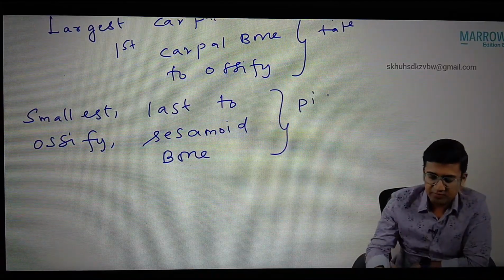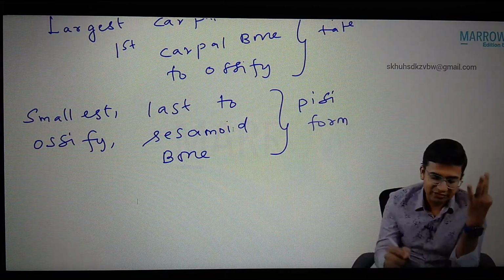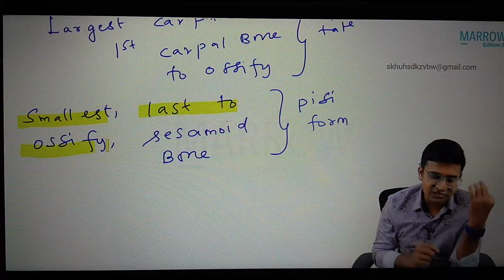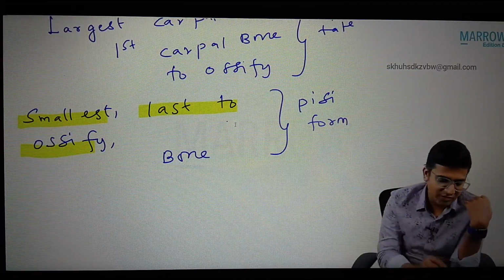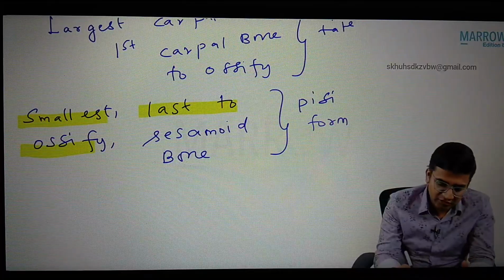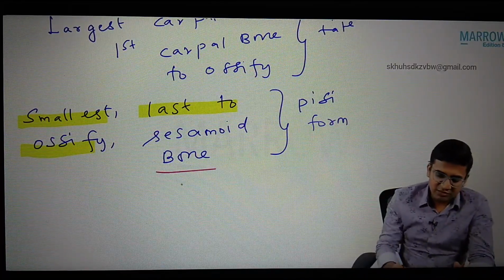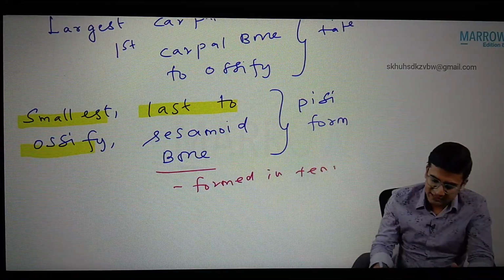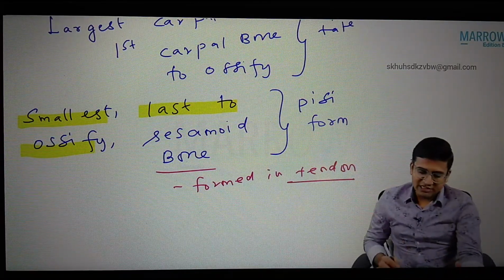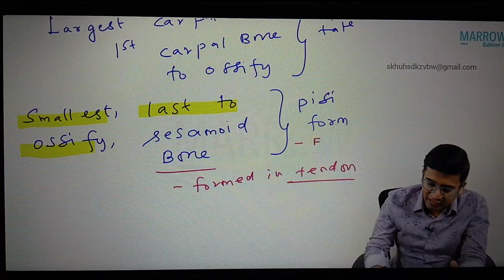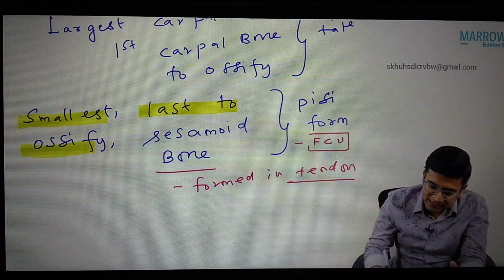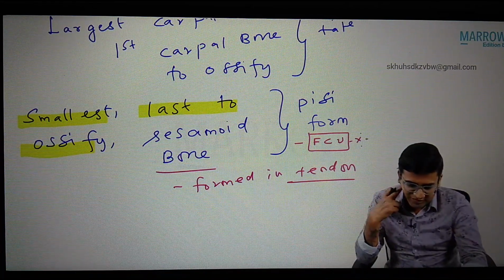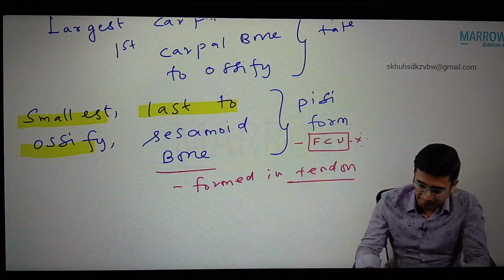That is our pisiform. So for pisiform, we have 3 points: smallest carpal bone, last carpal bone to ossify, and it is a sesamoid bone. I hope you know the meaning of the word sesamoid bone. Sesamoid bone means a bone formed in tendons. So pisiform is the sesamoid bone formed in the tendon of flexor carpi ulnaris. This is important. They will ask you.